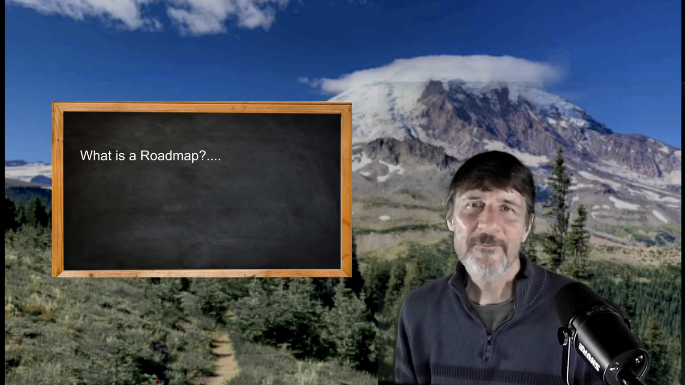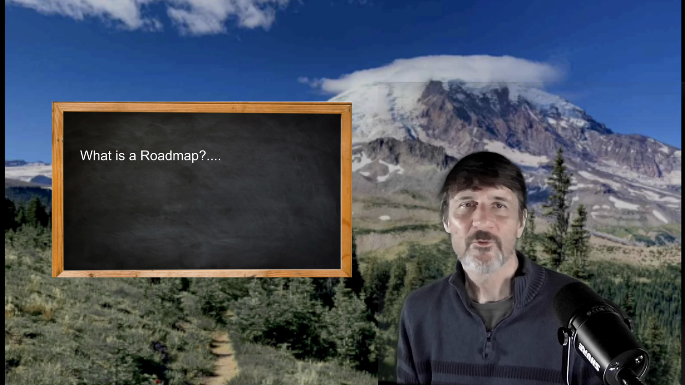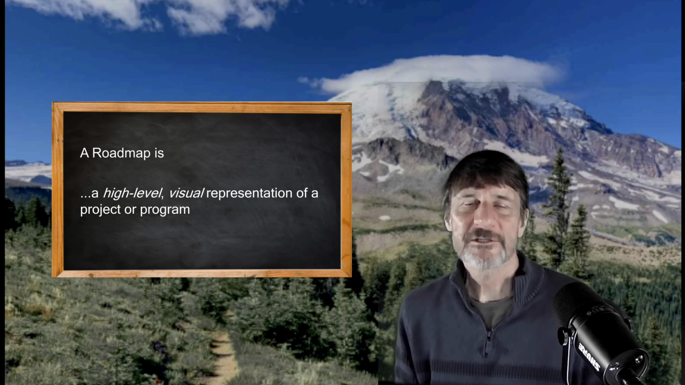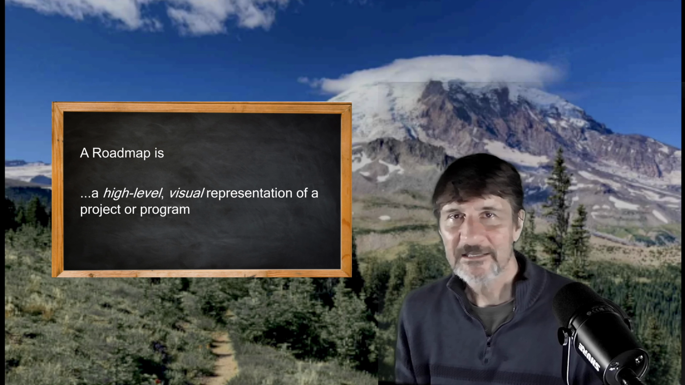So, what is a roadmap and what do we use roadmaps for? A roadmap is a high level visual representation of a project or program. It depicts a logical sequence of key events, which may be high level initiatives, projects, and/or deliverables. Now, the audience for a service management improvement initiative, or really any improvement initiative for that matter, is typically very diverse. So, a roadmap must tell a coherent story simply.